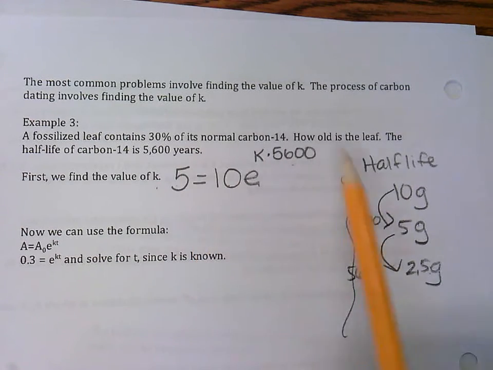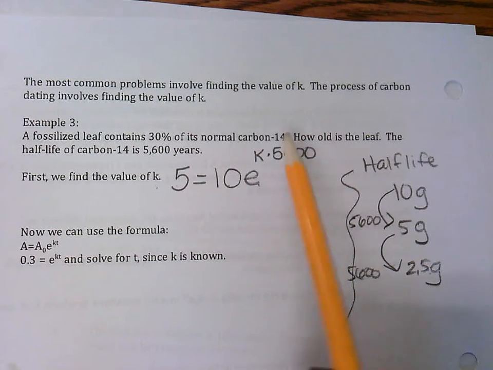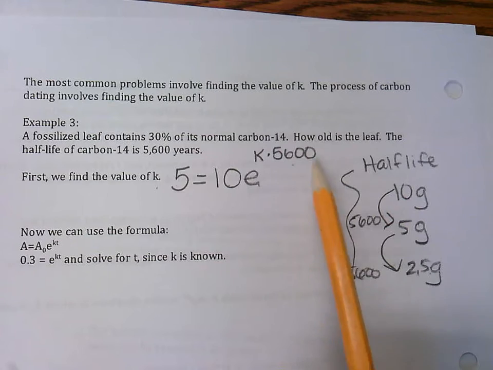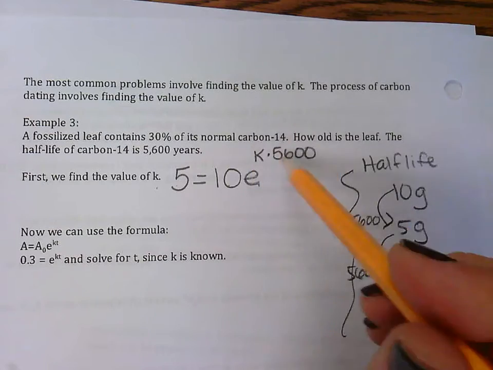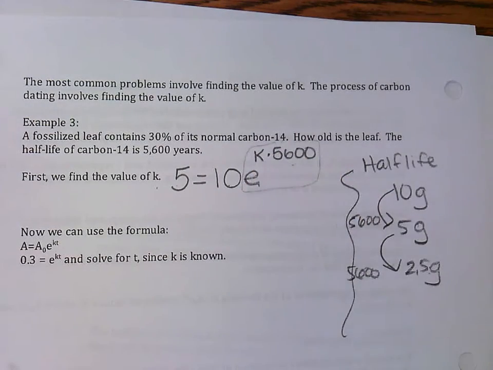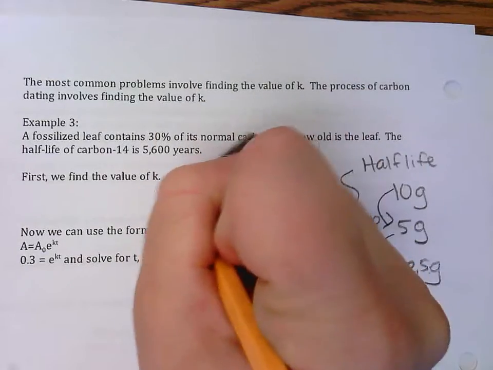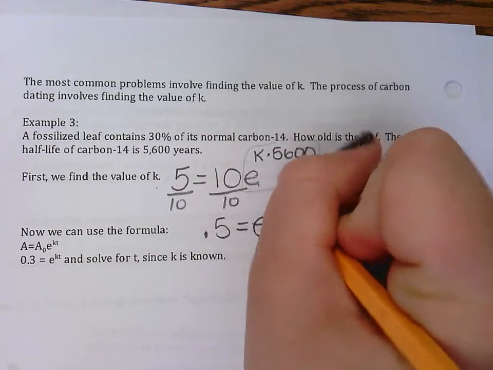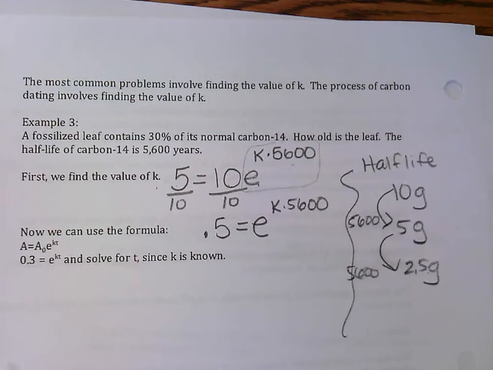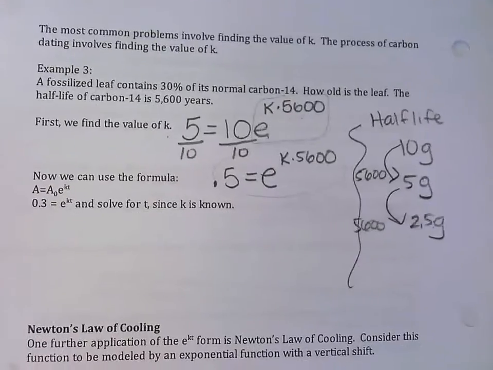I know e, I don't know k, and I know it took 5,600 years. So how would I solve this equation? What would be my first step? I need to get e by itself. Algebraically, what's your first step? Just like we did on the warm-up. I want to get this by itself, so I divide by 10 on both sides. So I have 0.5 equals e to the k times 5,600. So I'm ready to change form into log form to solve for this exponential problem, right?